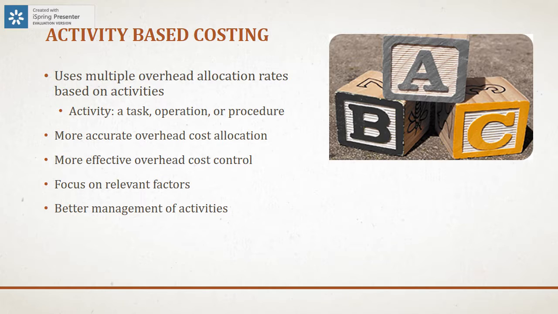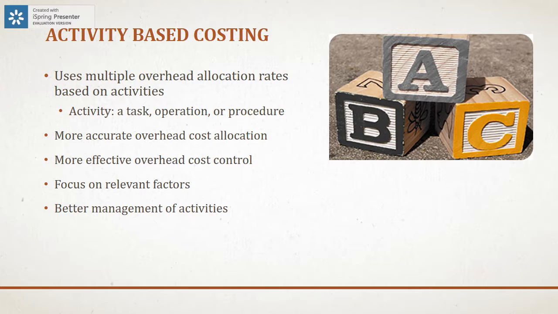Overhead costs are not directly related to production volume and cannot be traced to units of product in the same way. Today we'll be focusing on the activity-based costing method of assigning overhead costs. Activity-based costing uses multiple overhead allocation rates based on activities, which are tasks, operations, and procedures.